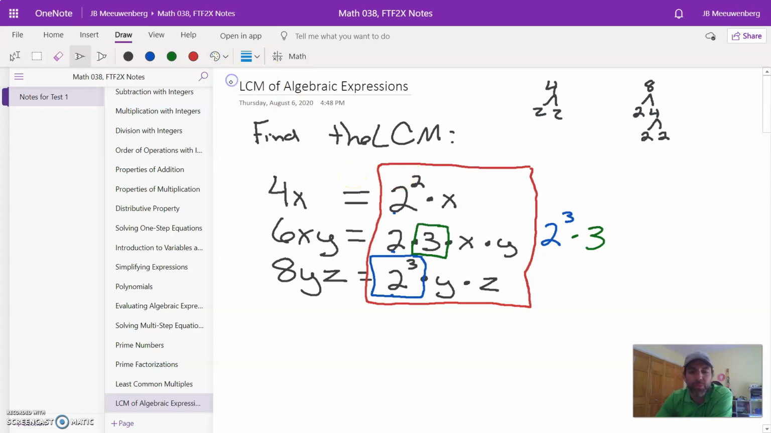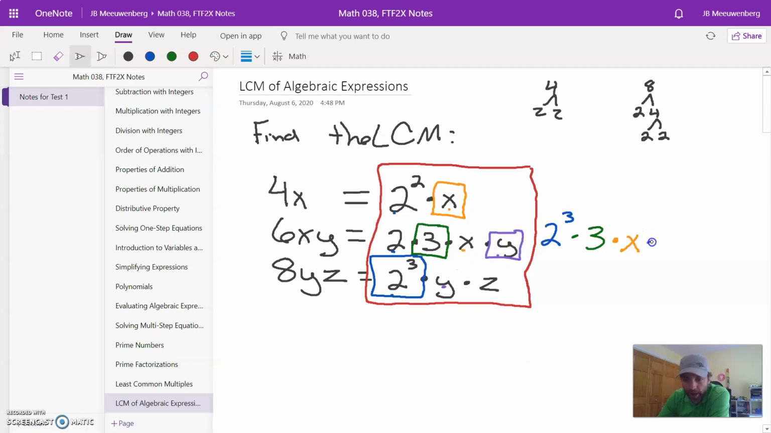Well, what about these letters? We've got an x here and an x here. X is just a number. We just don't know what it is. It doesn't matter that we don't know what it is, but it has to be in our least common multiple. Because they're exactly the same, they're both to the first power, I just need one of them. I don't need to include it twice. I just need to include it once. So I'm going to put times x. It didn't matter which one I boxed in. Then we have y's. We have a y here and a y here. Well, again, they're the same, so I just pick one.